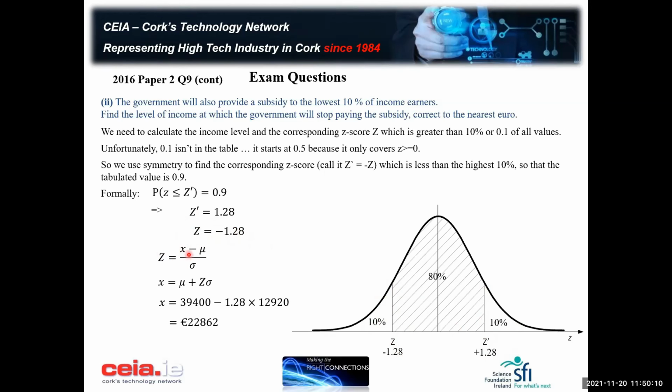We need to convert that back into an X. This is the formula for converting between Z and X. We rearrange it to get X equals mu plus Z sigma.